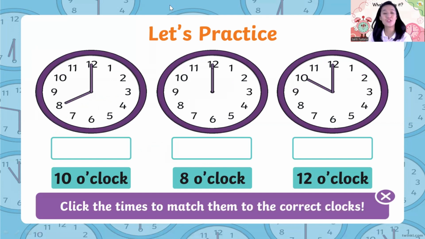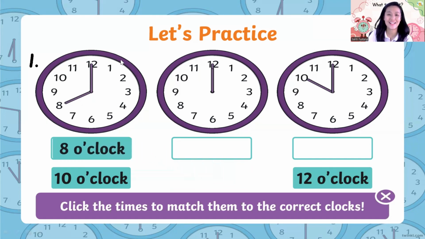Now let's practice, children. I have 3 clocks. Clock number 1, what time is it? Check the short hand. The short hand points to 8 and the long hand points to 12. So what time is it? 8 o'clock. That's good. 8 o'clock.